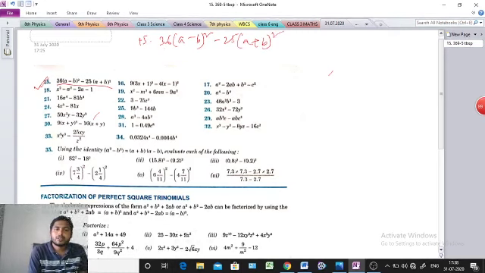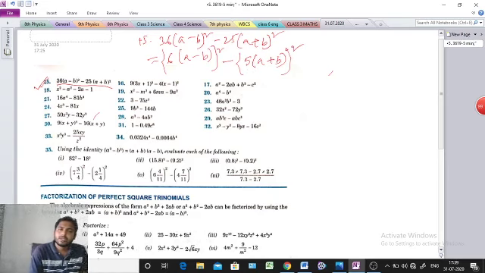See, 36 is a full square, 6 square, no? So that means we can write 6 into (a minus b) whole bracket square. We can write or not, sir? We can write it. Okay, next, minus 25 means 5 square, so we will write 5 into (a plus b) whole square. Up to this one clear? 36 into (a minus b) whole square means we can write 6 into (a minus b) whole square. Minus 25 into (a plus b) whole square: 25 means 5 square, so you will write 5 into (a plus b) whole square. Up to this one clear?